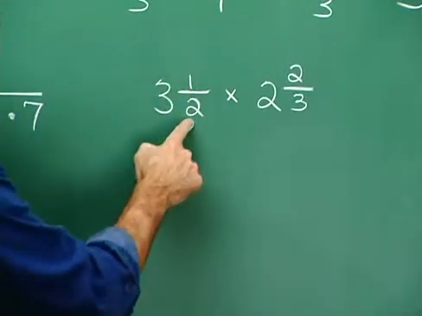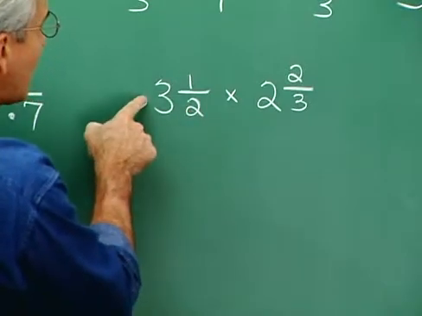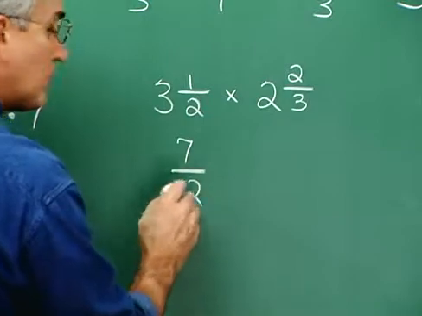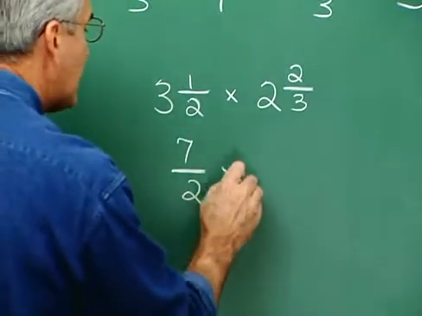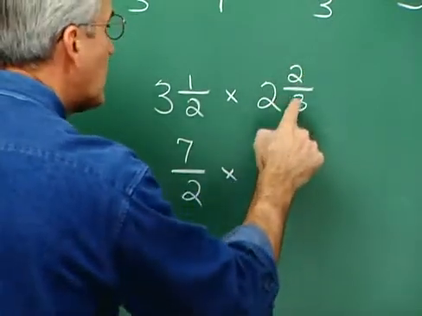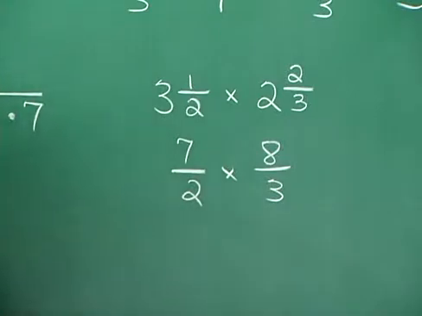For 3 1/2, the speedy way to change this is to think of 2 times 3 is 6, plus 1 is 7. So this is 7/2. And for 2 2/3, 3 times 2 is 6, plus 2, 8. So this is 8/3. Now we can multiply straight across.